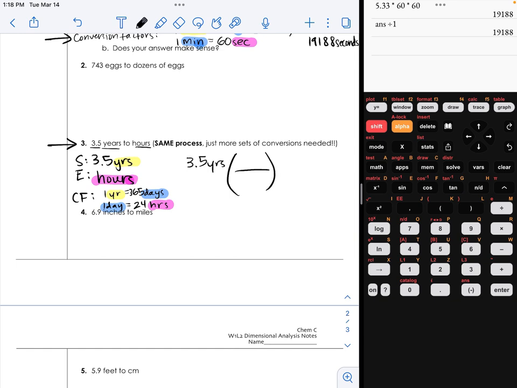I want to cancel out years, so I'm going to use this conversion factor, and I'm going to put the 1 year on the bottom because I want years to cancel out, and I'll put 365 days on top. Now my years cancel, and I'm left with days, but I need to go all the way to hours. So next I have to use my next conversion factor. I want days to cancel out, so I'm going to put the 1 day from this conversion factor on the bottom, and I'm going to put the 24 hours on the top. My days cancel out, and I'm left with the unit of hours, which is what I was trying to get to. So I'm good to go.